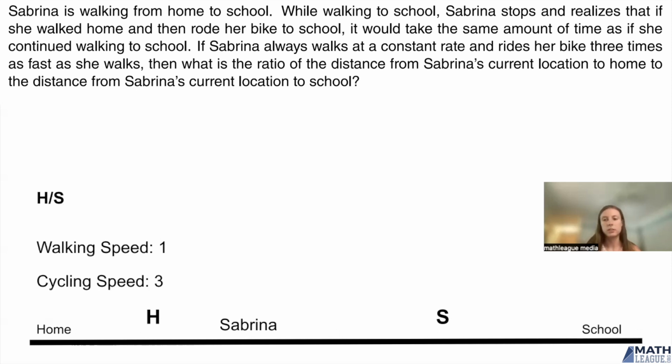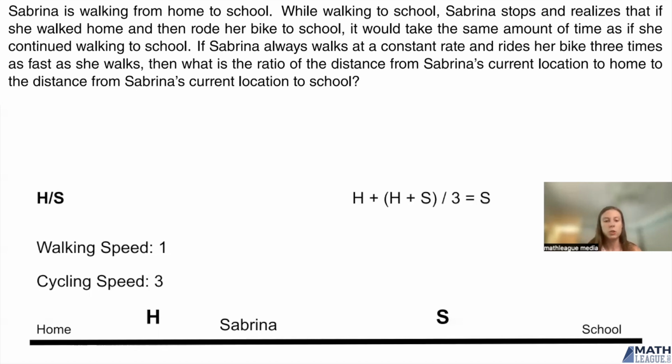Right, second sentence. This looks like an equation to me. We've got, she's walking to school. If she walked home and then rode her bike to school, it would be the same amount of time, that's the equals in the middle, as if she continued walking to school. So let's write this down in math rather than in English, because math is easier to think about.